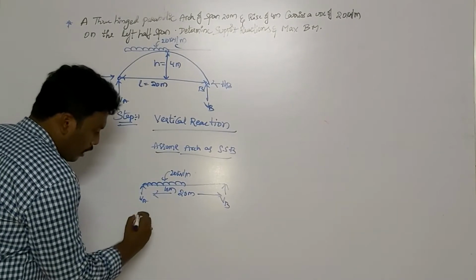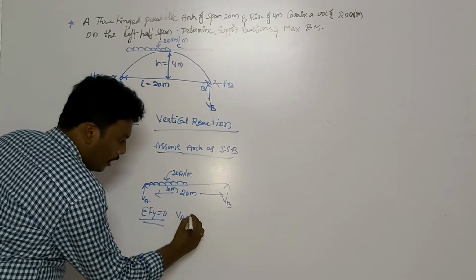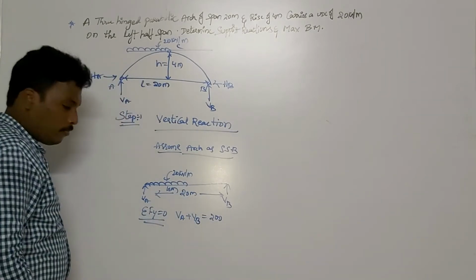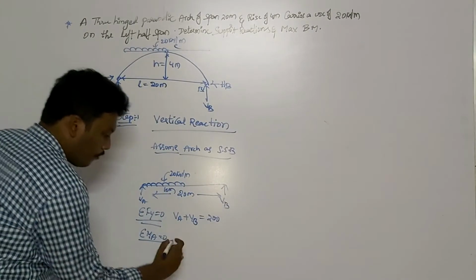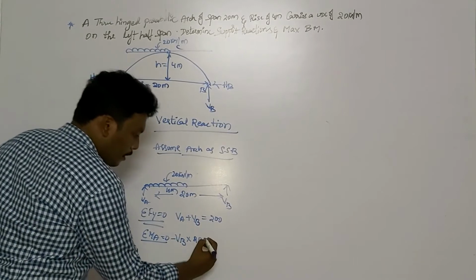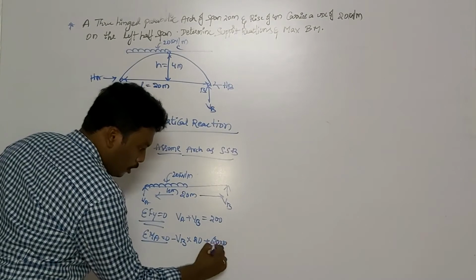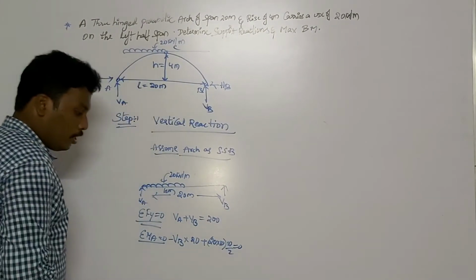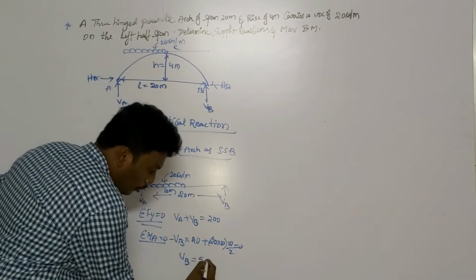So let me calculate. Sigma Fy is equal to 0. What are the vertical components here? VA plus VB is equal to 20 into 10, that is equal to 200. So this is the step 1. So sigma MA is equal to 0. Going for the next stage, VB into 20, which is rotating in the anti-clockwise direction, minus and plus 20 into 10 అనేది మనకి లోడ్ అయితే into 10 by 2 అనేది నాకున్న perpendicular distance, which should be equal to 0. Only then it will be in the equilibrium. Therefore VB will be equal to 50 kilonewtons.